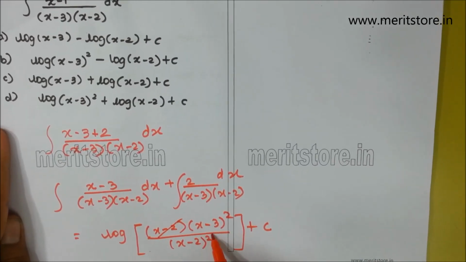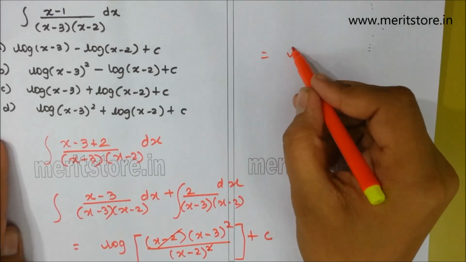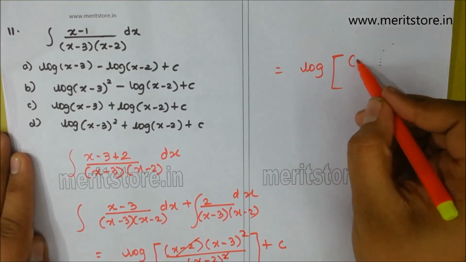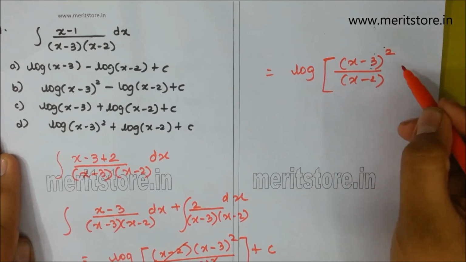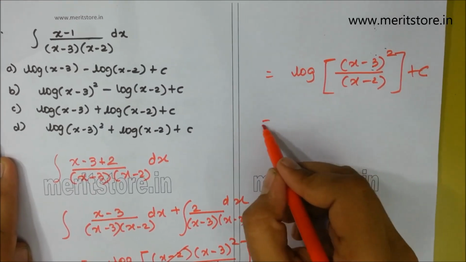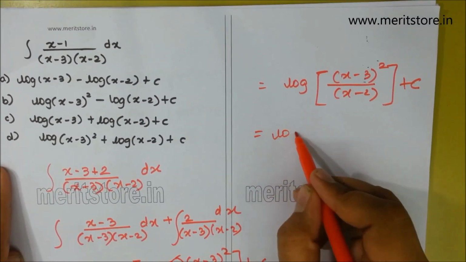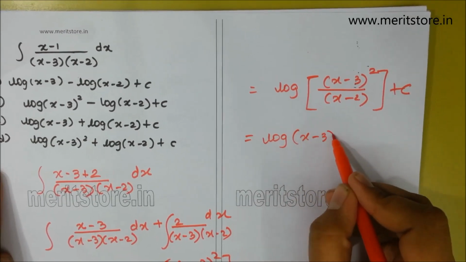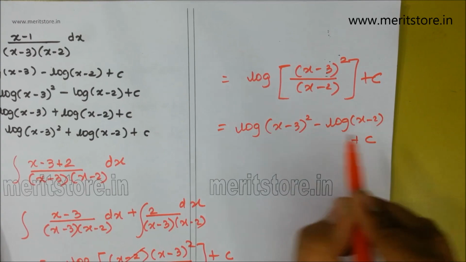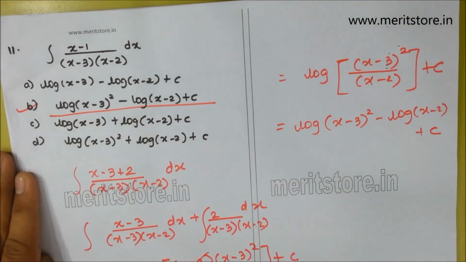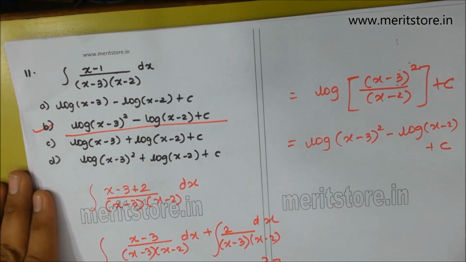X minus 2 and square get cancelled. What are we left with? We are left with log of x minus 3 square upon x minus 2 plus c, which is, we know log of a upon b is log a minus log b, that is log of x minus 3 square minus log of x minus 2 plus c. That is option B, log of x minus 3 square minus log of x minus 2 plus c.